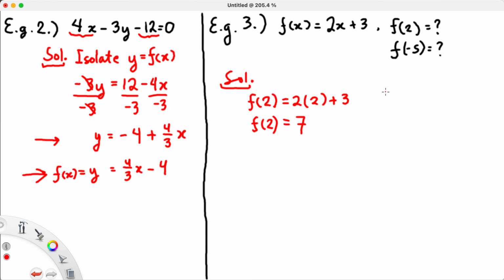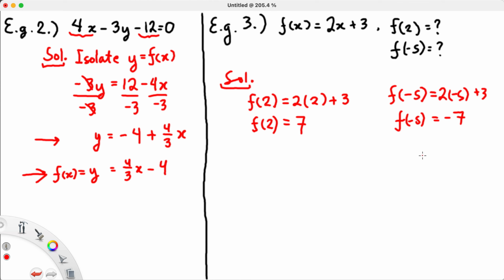Next up is f of negative 5. So substitute all the x's from the right hand side with negative 5 to be exact. So we have 2 times negative 5, and then plus 3. So 2 times negative 5 is negative 10, plus 3, that's going to give us negative 7. So that's our answer for f of negative 5.